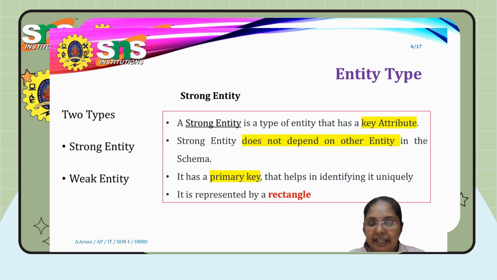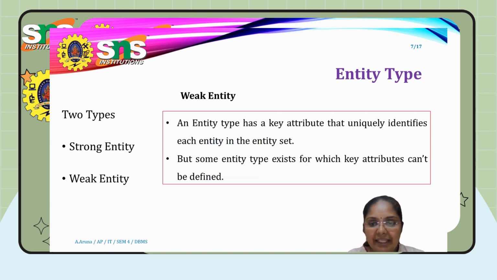The second thing is entity type. What do we mean by entity type? It can be classified into two types: one is a strong entity, another is a weak entity. A strong entity is one type of entity. It will have a key attribute, and it does not depend on any other entity in the schema. That is called a strong entity set. It will have a primary key, so we can uniquely identify each thing. Only then can we call it a strong entity. It can be represented simply by a rectangle.